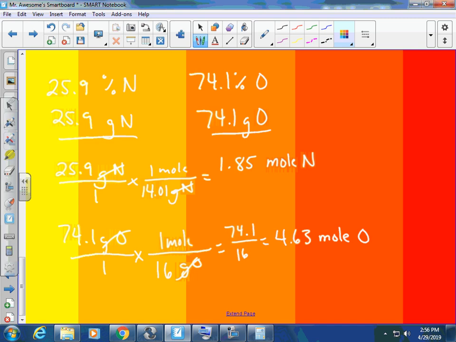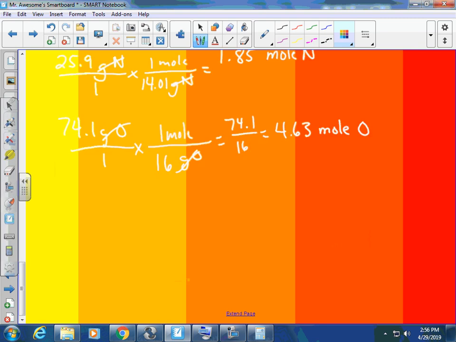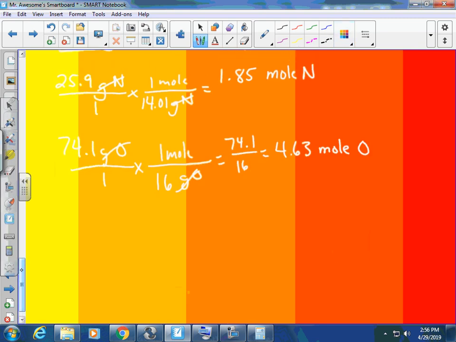All right. So I'm trying to figure out the simplest whole number ratio between these two things. Right now my ratio of N to O is 1.85 to 4.63. Empirical formulas have to have the simplest whole number ratio. So right away I see these are not whole numbers, so I've got to try to figure out how to get them to be whole numbers.